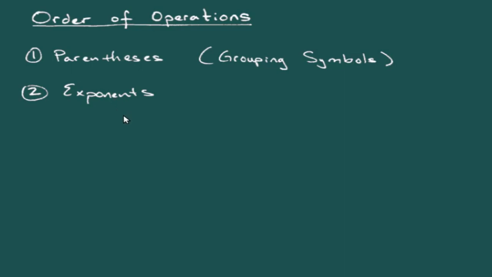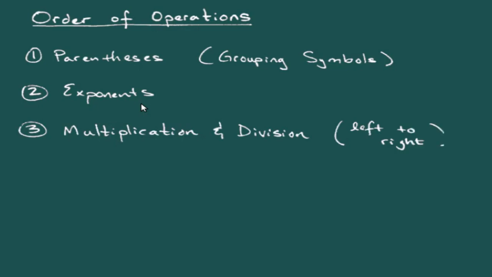Exponents, we talked about those in a previous video, so if you want to review that, you can go back and take a look at that video. But first we would do parentheses, then we would do exponents. Third, we would do multiplication and division. Multiplication and division are actually done on the exact same step, but we will do them left to right. So if we've got multiplication and division both showing up in the expression, we'll work those from left to right.